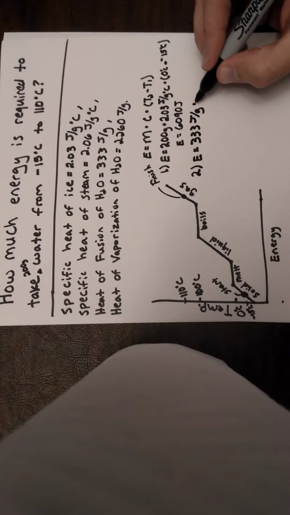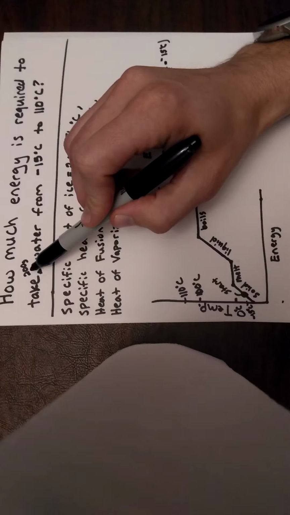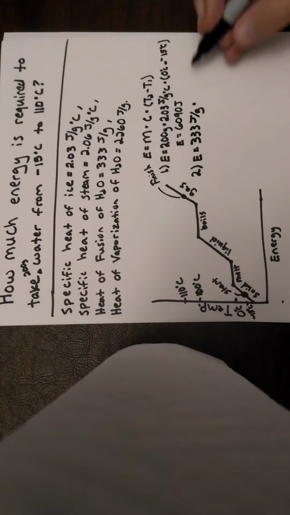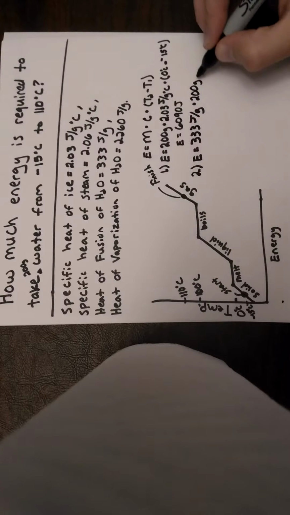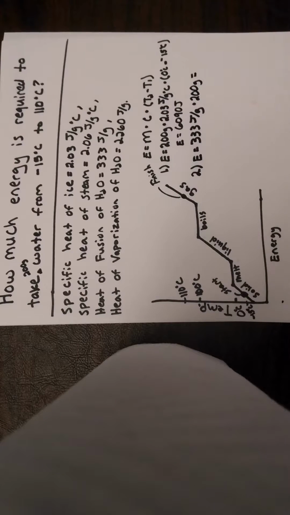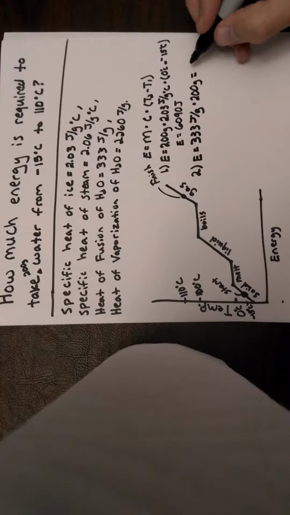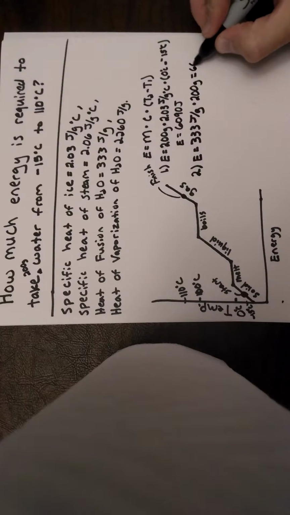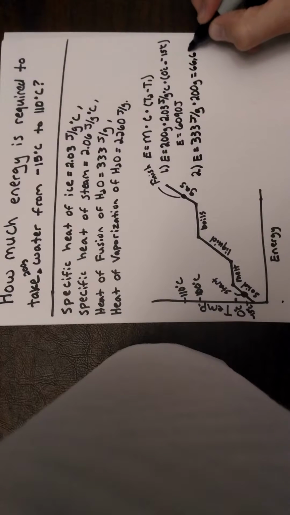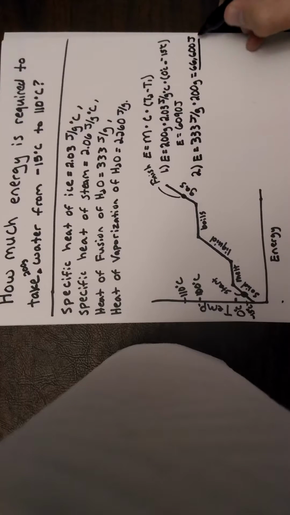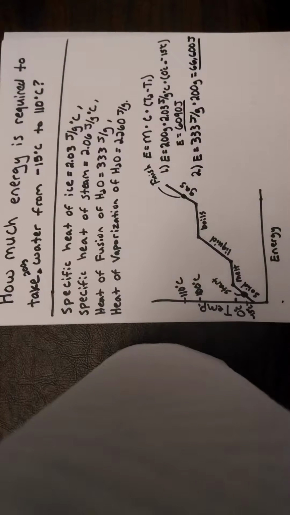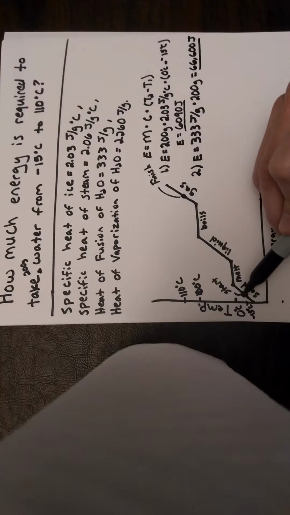So like I said, our grams hasn't changed. Our mass will always be 200 grams. Grams will cancel. So if we take 200 times 333, we get the energy it took to melt that substance, 66,600 joules. I'm going to underline my partial answers just so I can find them later. So now we've gotten from here to here.